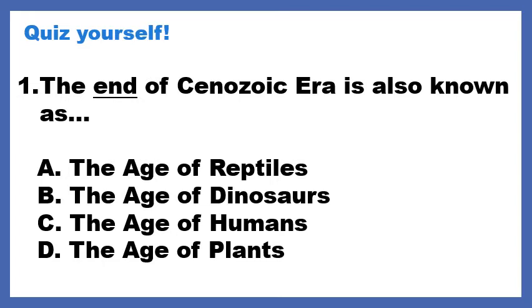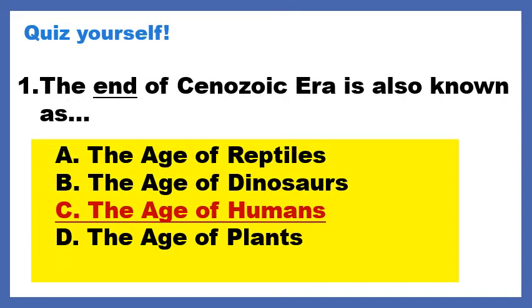I'm going to knock off letter A because the age of reptiles was during the Mesozoic era. That's the era before the Cenozoic. Correct answer is C, the age of humans. Humans started evolving towards the end of the Cenozoic era. Just a friendly reminder, you have the Cenozoic timeline due on Schoology.